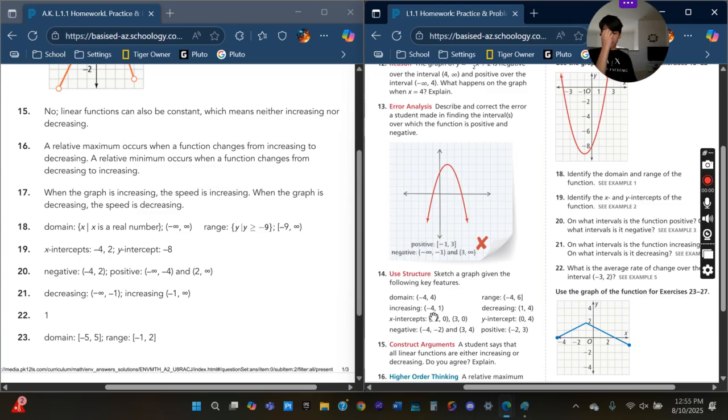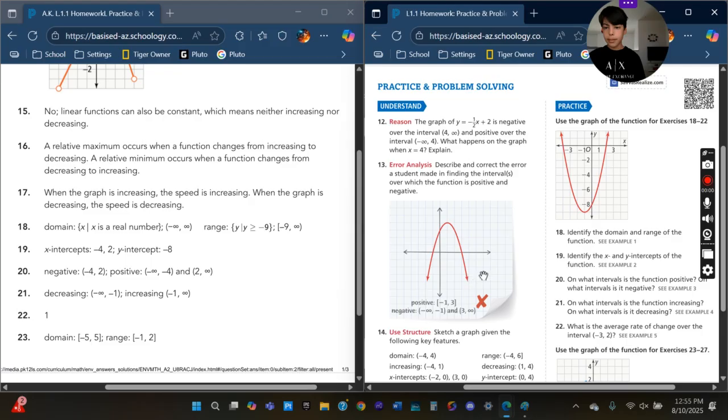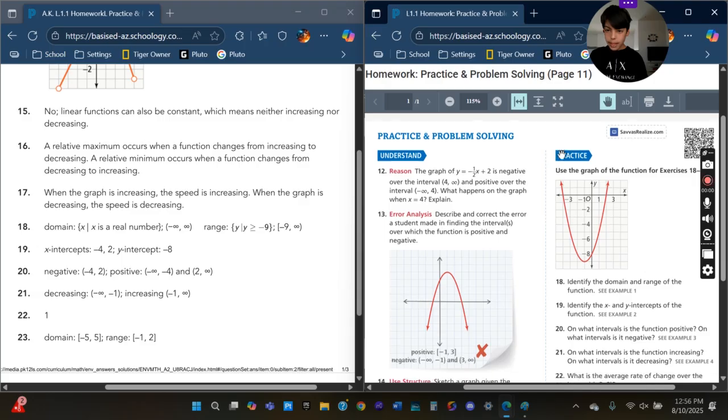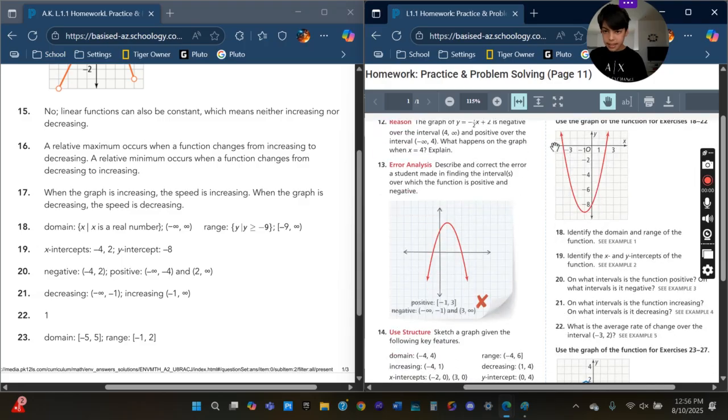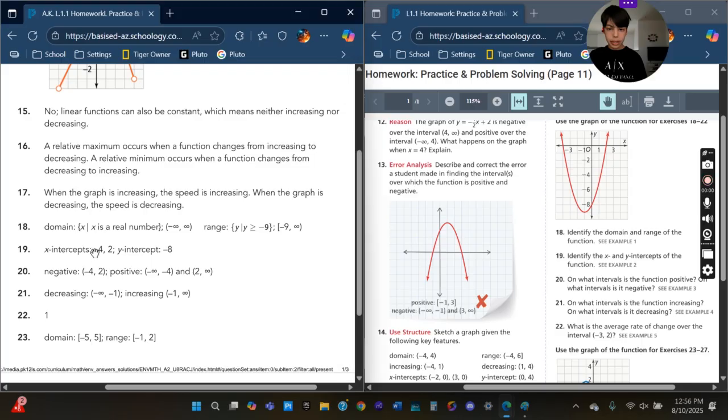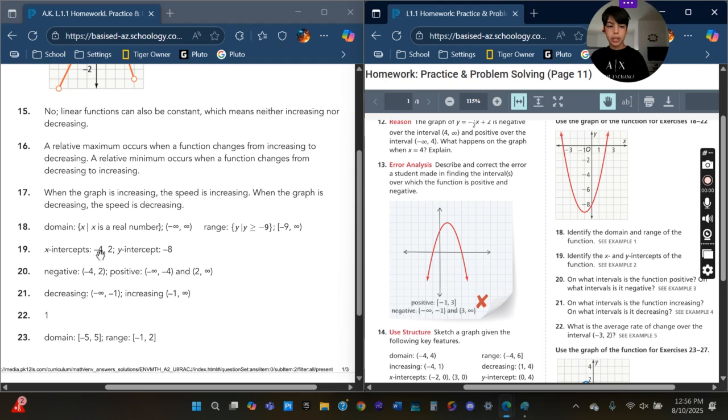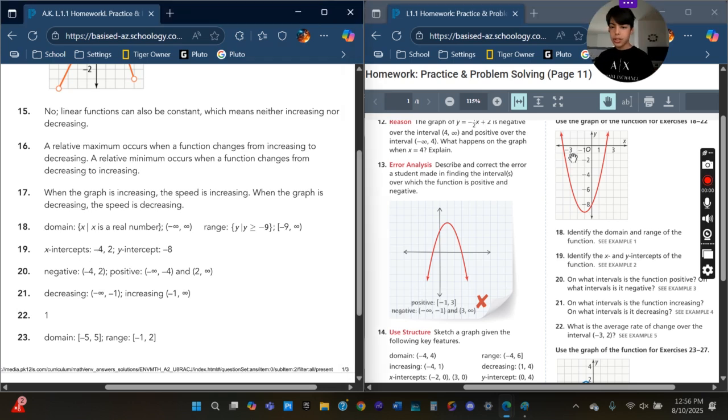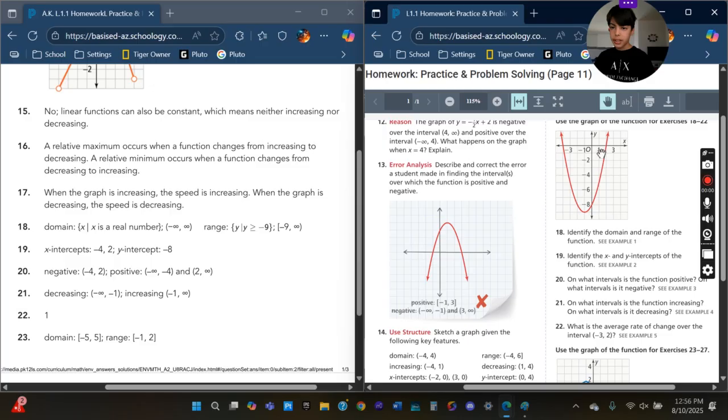For 19, it's asking for the x and y intercepts of the function. So that would just be when it goes past the x-axis, and over here we can see that it goes past the x-axis at -4, 0, and then over here is 2, 0. So the x-intercepts would be just -4 and 2. Because this is -4 here, it just crosses it, and then this is 2 here, it just crosses the axis.